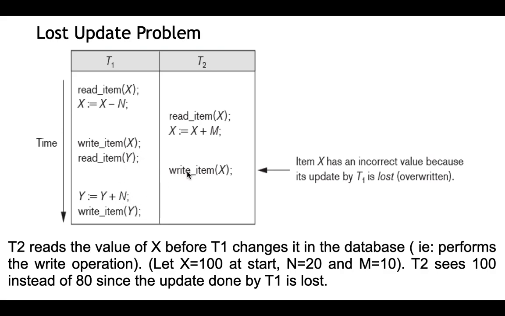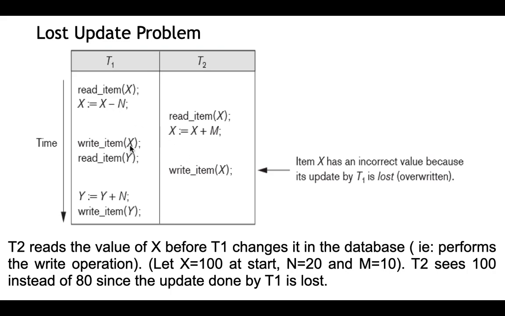So Y is read, then again write item X, and X sees no new update. So over here X was 110, so X is 110 itself in this step. So actually this update is lost.